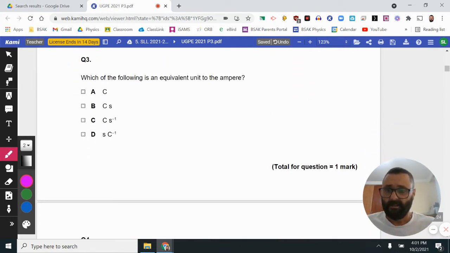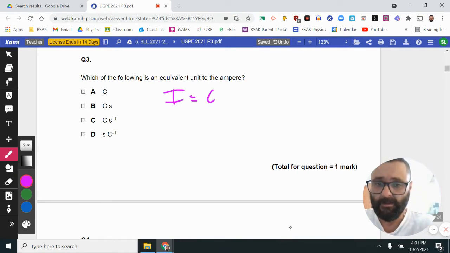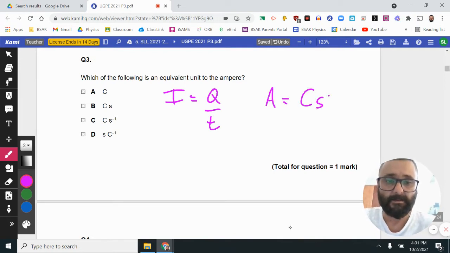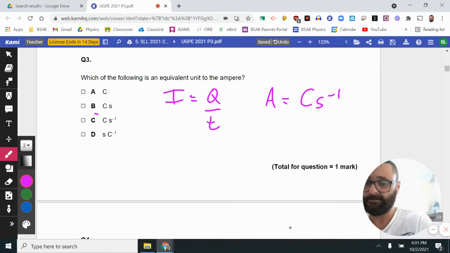Question 3, which one's equivalent to the ampere? Well, I is Q over T. So the ampere is coulombs per second. C.